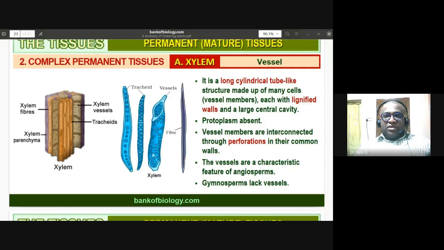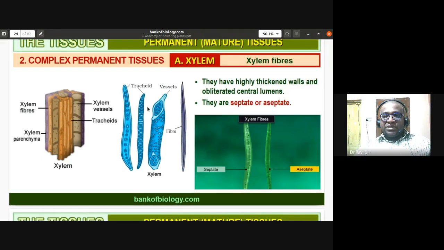So we'll have a brief discussion of the xylem parenchyma and xylem fibers. So xylem fibers are sclerenchyma fibers, which have highly thickened walls and an obliterated central lumen. See, this is the septate xylem fibers, aseptate xylem fibers also you can notice. So you can notice this diagram of xylem fibers. They have highly thickened walls and an obliterated central lumen. So these xylem fibers can be septate or aseptate.